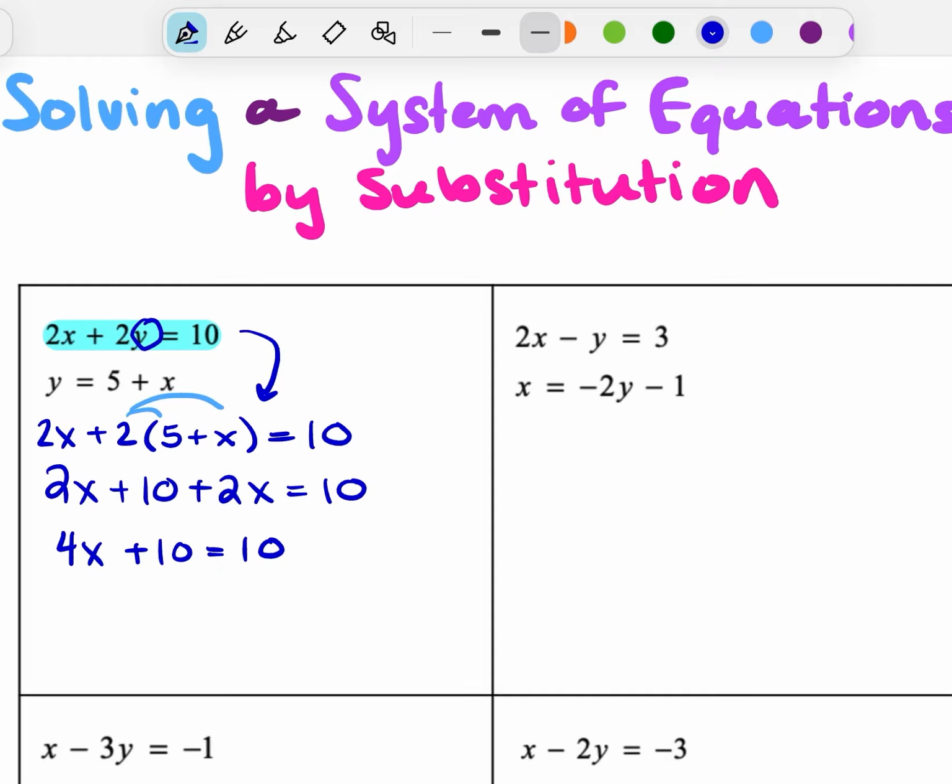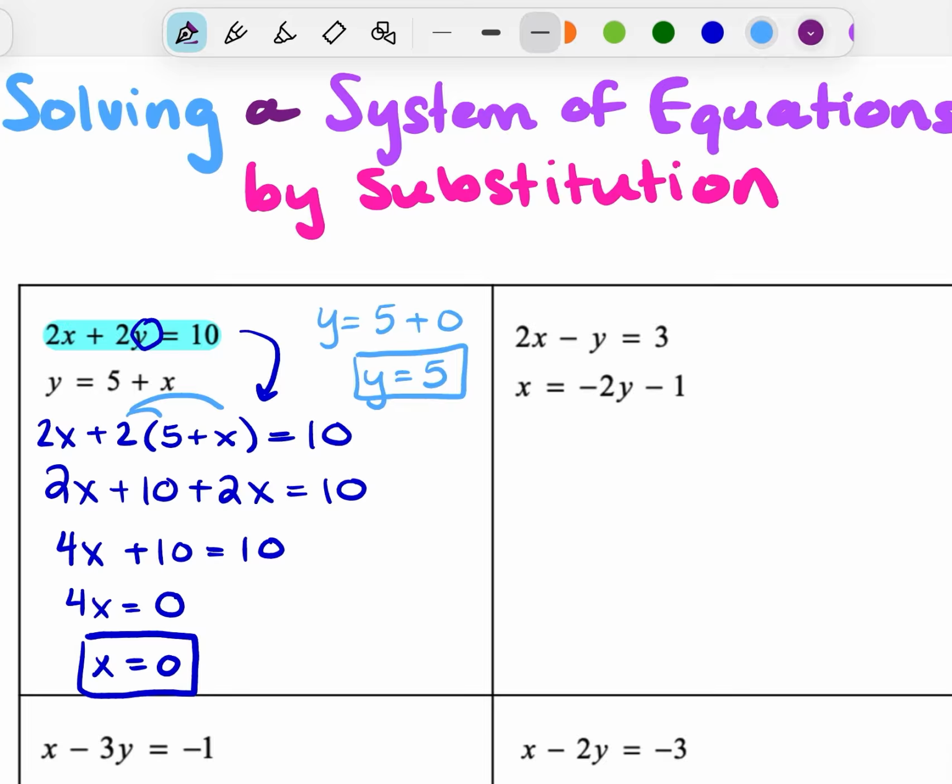If I subtract 10 from both sides of my equal sign, I have 4x is equal to 0. Dividing both sides by 4, x is equal to 0. But I'm not done. Now that I know what x is, I can plug it in to the second equation and easily solve for y. So y is equal to 5 plus x, in this case 5 plus 0, so y is equal to 5. So the solution is (0, 5) as a coordinate point.